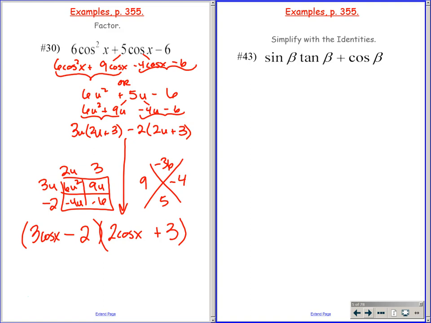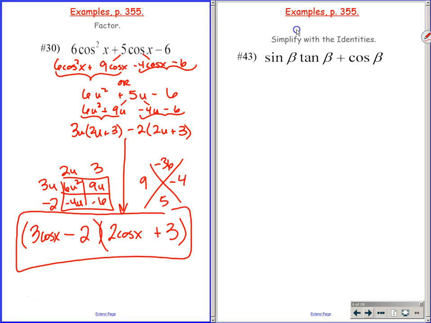Oh, this one didn't say simplify. How come? There was nothing else to do. Factor it. I'm like, okay. Oh, no. Are there any squares? No. Why is there a B thing? It's so confusing.